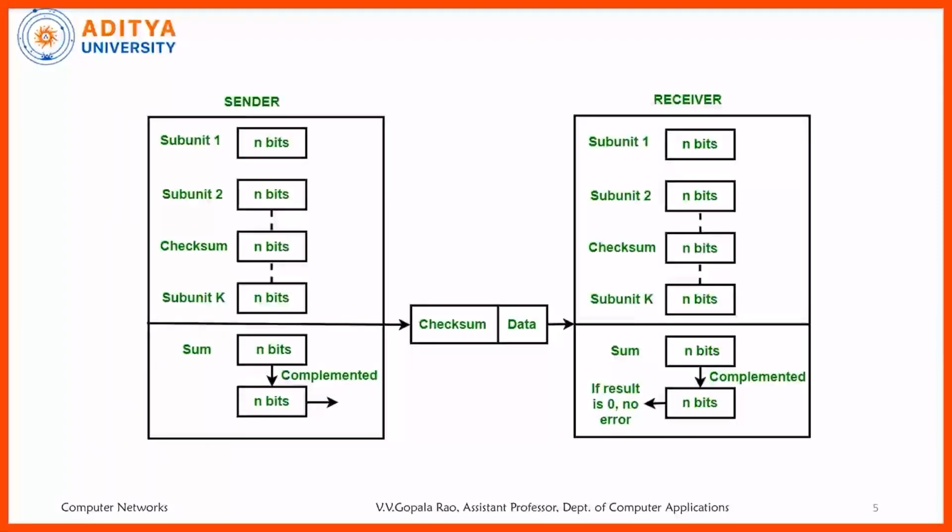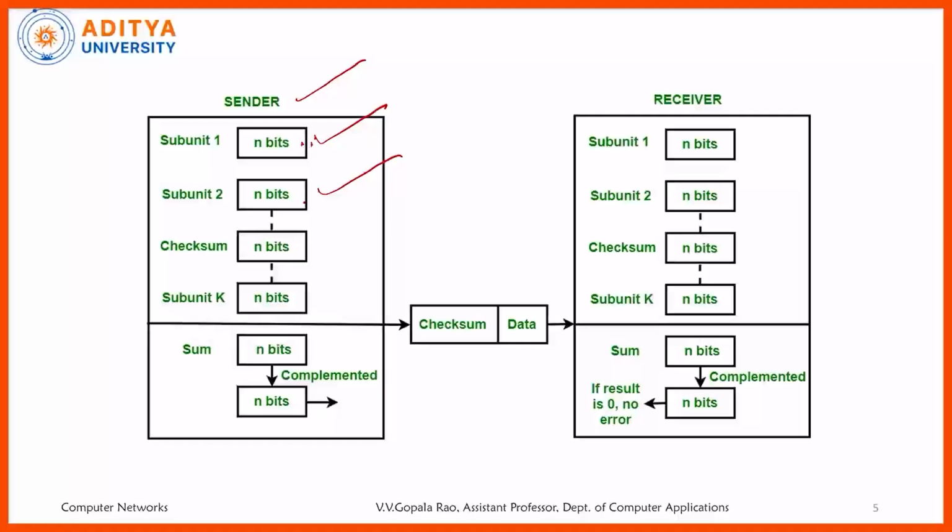Now, for identifying the actual process in a simple way, I am showing a block diagram here. The sender has a message. This message is divided into a number of subunits called subunit 1, subunit 2, and so on. Let us say n bits is a predetermined size of bits. Generally it will be 16 bits. Every subunit generally takes 16 bits of size.